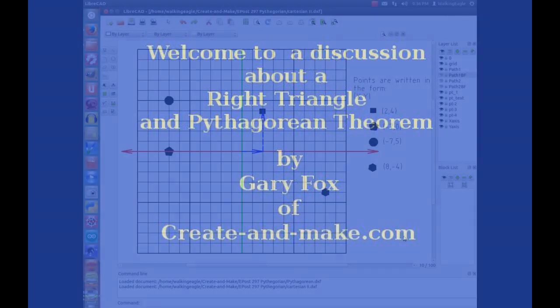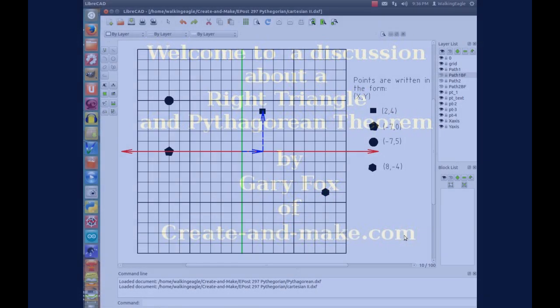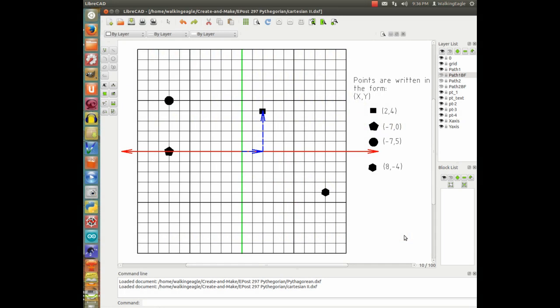Hello, this is Gary Fox here, and we are back to talk about vectors, Cartesian coordinates, and all that good stuff, and getting from point A to point B. Last time we talked about how to write a vector in Cartesian form. So this time we're going to start working toward doing it with the bird path, as I call it, the flight as a bird would fly.